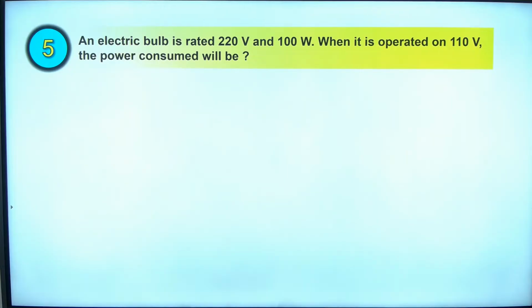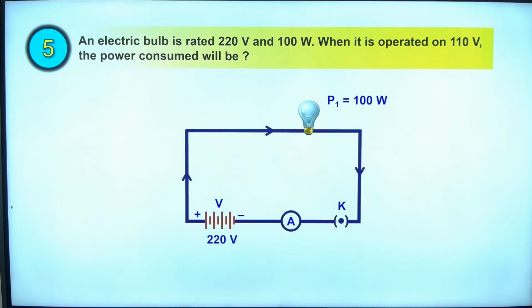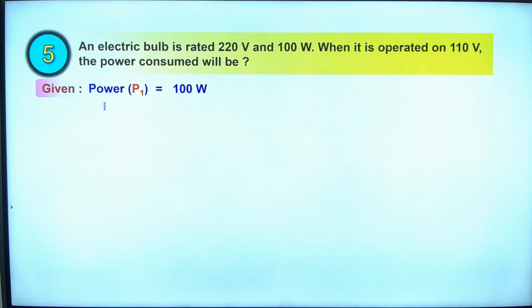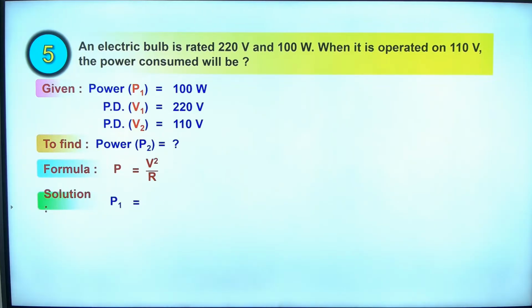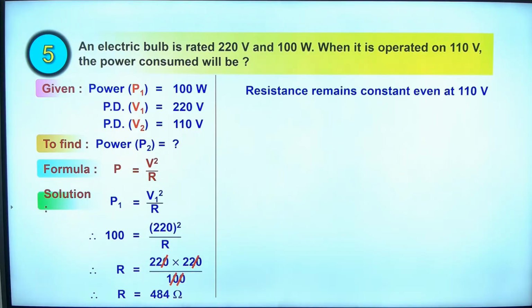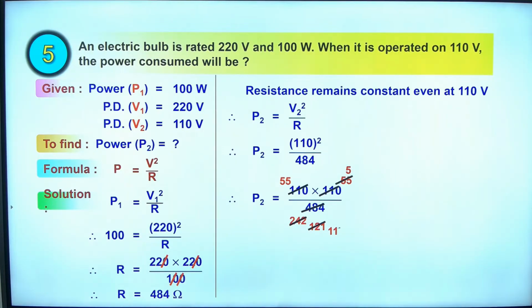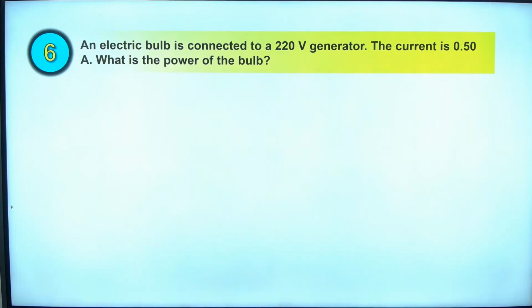P is equal to VI. I will become equal to P by V. 100 by 220 will give you the value of I. And multiply with 110. So it will be 50 watts. Very basic. Very, very basic question. So when they connect 220 volts, that time the power will be how much? 100 watts. So we got the value of, they have used a different method, but the answer will be same. They have used a different method, but I can assure you the answer will remain same. Oh, 25 watt they are saying.